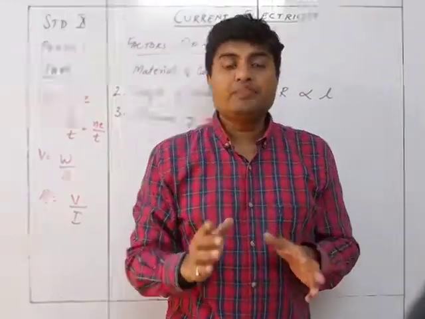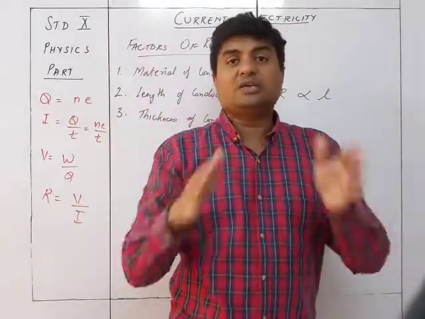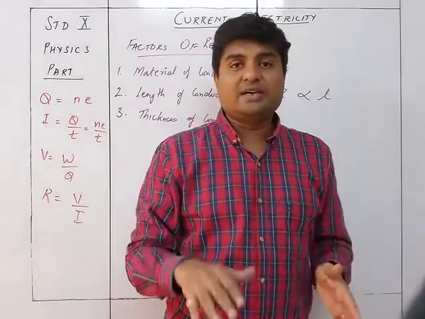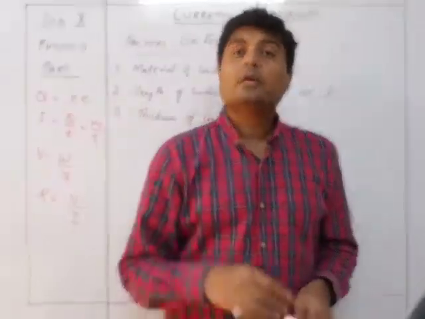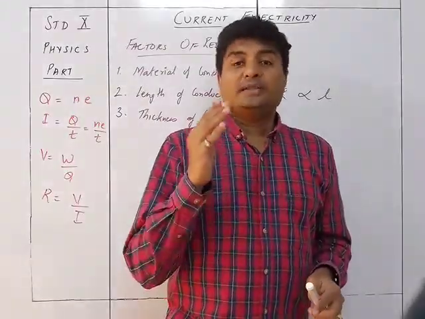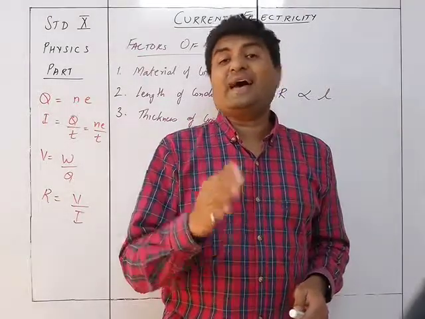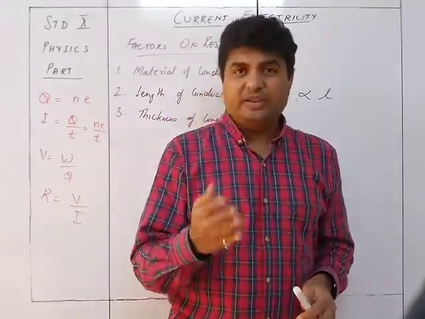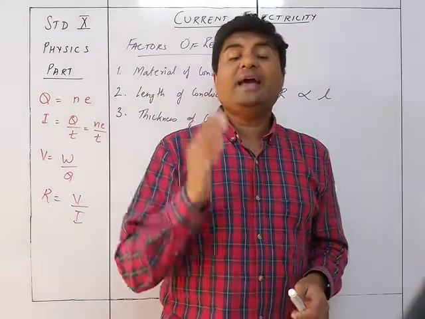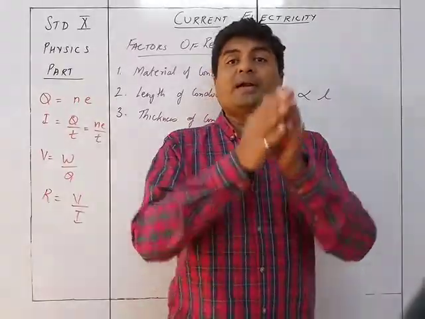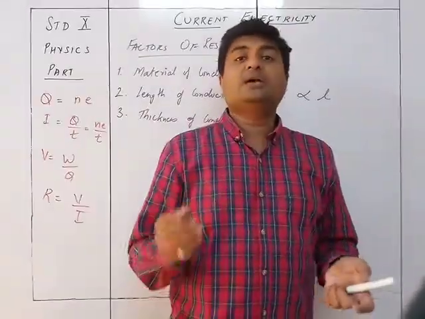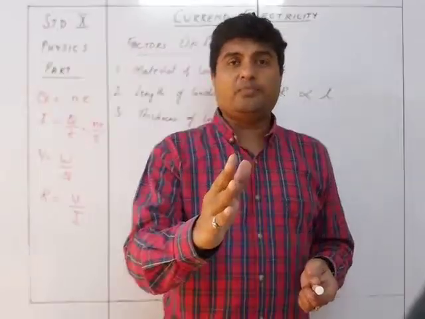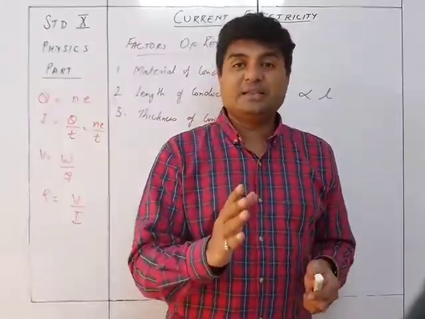So that means the thicker the wire, the thicker the conductor, the lesser will be the resistance. So thickness, or I can say area of cross section, okay, instead of thickness it is better to say the area of cross section. The bigger the area of cross section, the easier will be the flow of current. That means lesser the resistance.